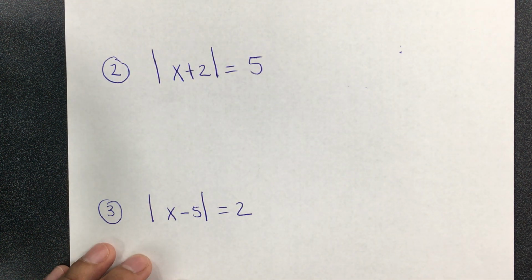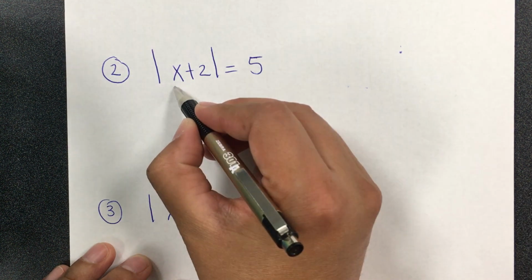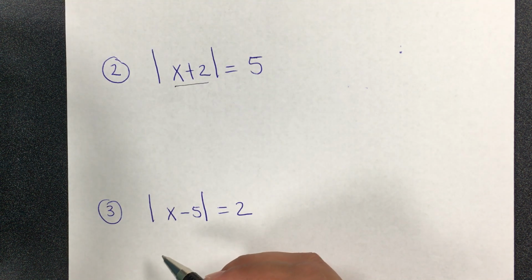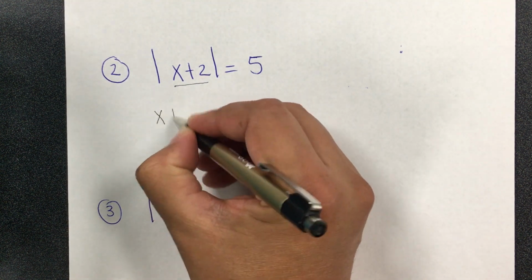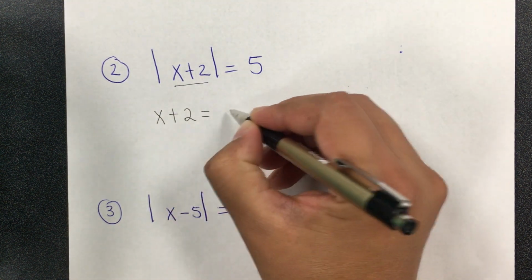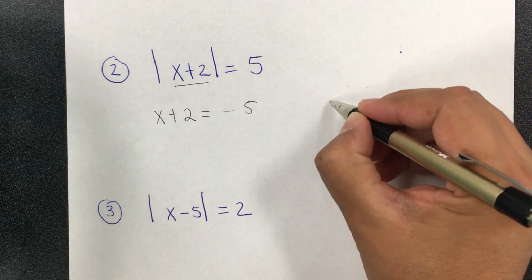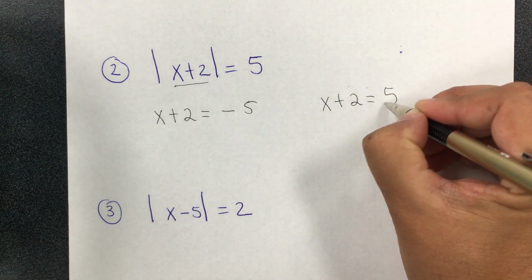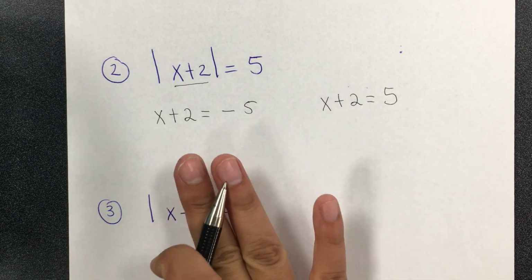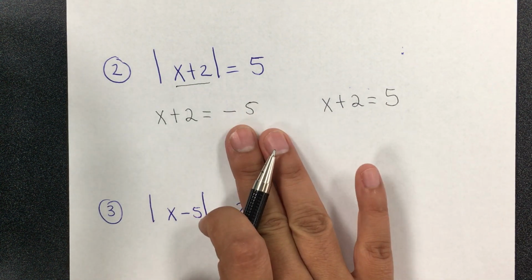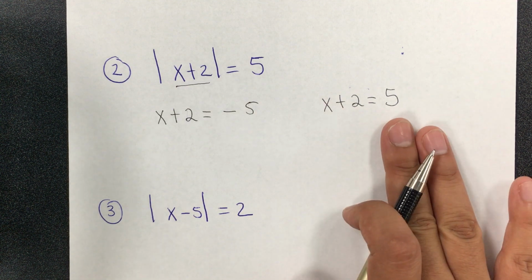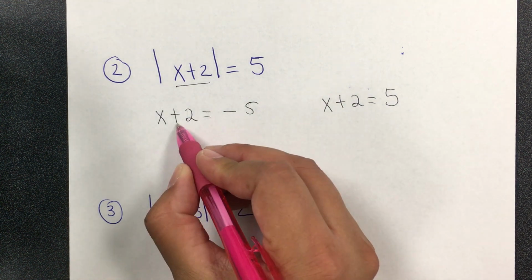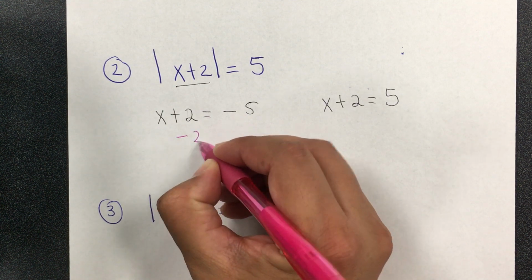For number 2, again, we're going to take out from the absolute value the x plus 2. X plus 2 equals -5, and x plus 2 equals +5. We're going to write it with the answer once negative, once positive. And then we start solving. If we're adding, the opposite is to subtract 2.